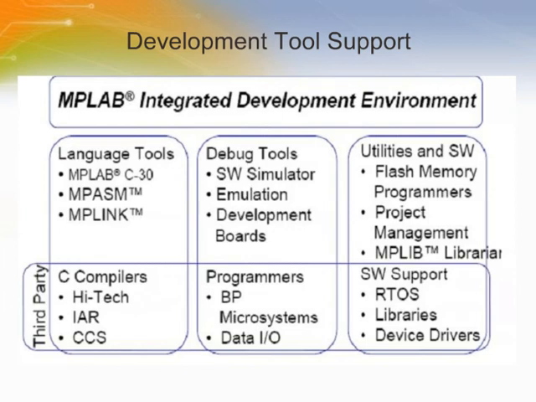Language tools are available from Microchip in the form of an assembler, a linker, and a C compiler. Development tool support also includes software simulators, emulators, development boards, and programmers. Available utilities such as Flash programming, project management, and the MPLIB librarian are also included in the MPLAB IDE. Beyond the Microchip tool chain are a number of third-party tool vendors that also provide valuable tool capabilities such as compilers, production programmers, and software tools, including an RTOS, libraries, and device drivers.